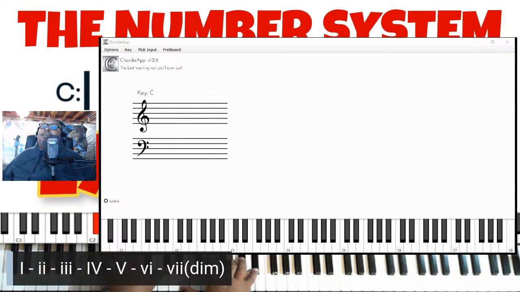VIII. Is it how many I's? It's 2 I's. I'm sorry, it will be 8. Sorry about that. I guess I don't know my Roman numerals anyway. But I put DIM there, which means it could also be diminished, half diminished, whatever.